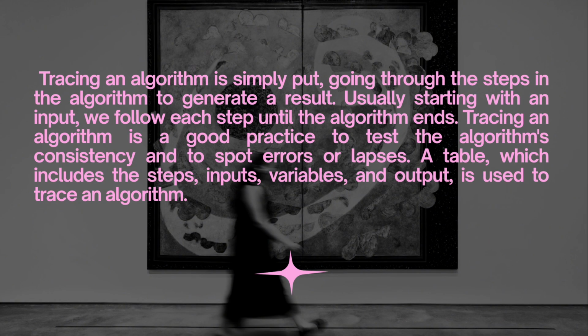Tracing an algorithm is, simply put, going through the steps in the algorithm to generate a result, usually starting with an input. We follow each step until the algorithm ends. Tracing an algorithm is a good practice to test the algorithm's consistency and to spot errors or lapses. A table, which includes the steps, inputs, variables, and output, is used to trace an algorithm.